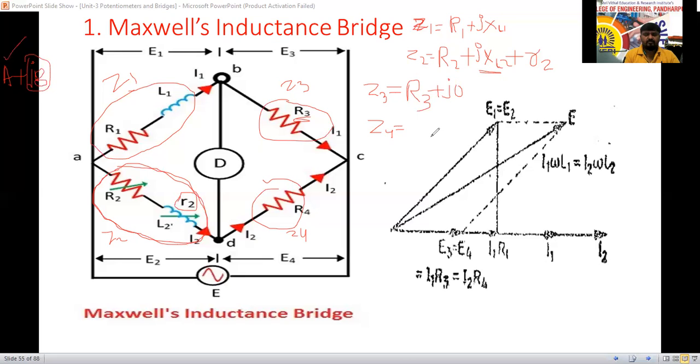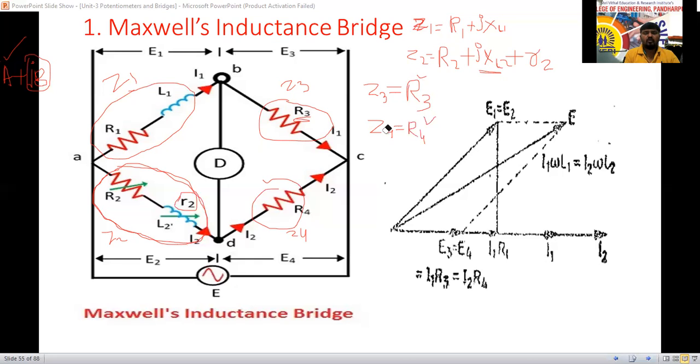And Z4 equal to R4 plus J0, or only R4. You can write only R3 and R4 here. This term we can remove. Just for understanding, I am telling that one. So we have identified Z1, Z2, Z3, Z4.